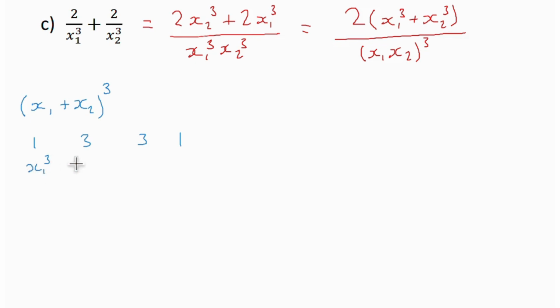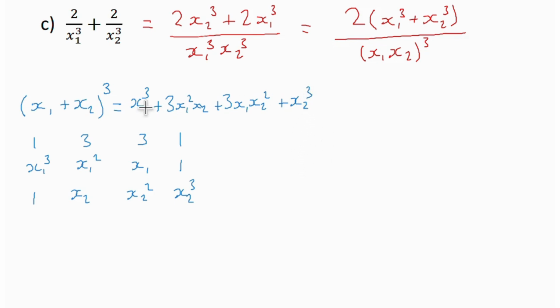We're going to have x1 cubed, x1 squared, x1 and 1, x2, x2 squared, and x2 cubed, which means that (x1 + x2) cubed is equal to x1³ + 3x1²x2 + 3x1x2² + x2³. And here we have the x1 cubed and the x2 cubed. So what that now means is we can substitute into here.